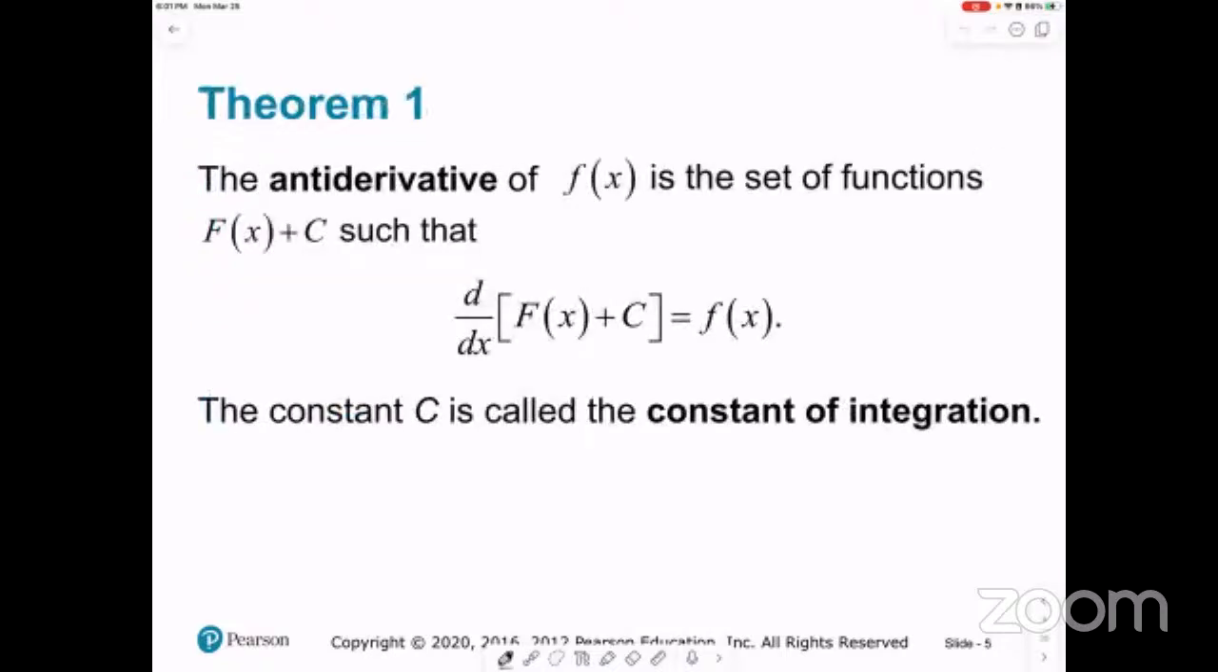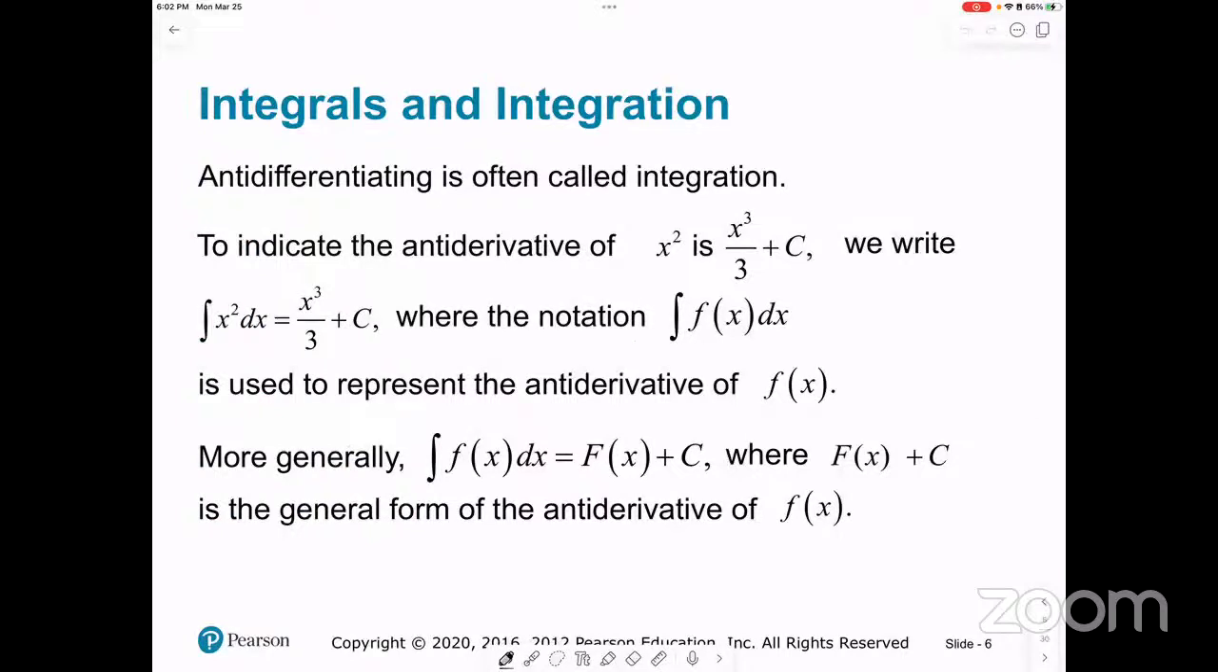So we have this theorem 1: the antiderivative of f is a set of functions F of x plus c such that d by dx of the antiderivative equals f of x. The constant c is called the constant of integration. It's the set of functions so that when we take their derivative, it gives us f, right? Anti-differentiating, I can barely say that word, is often called integration.